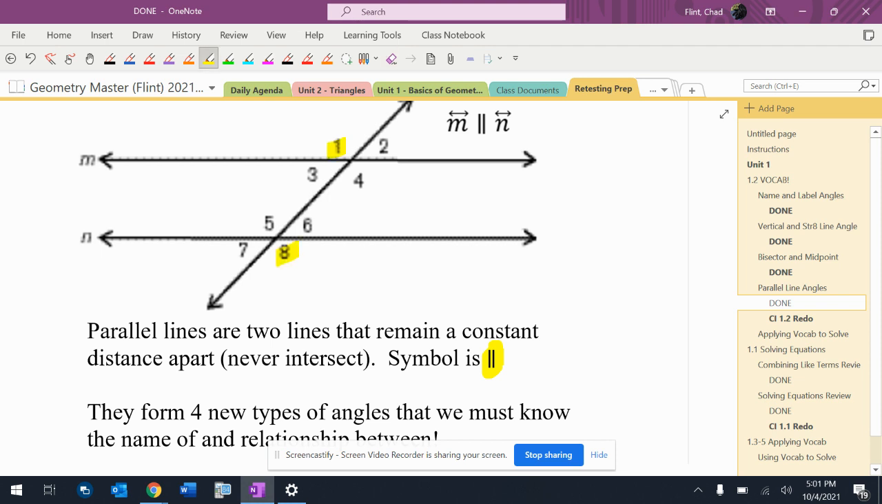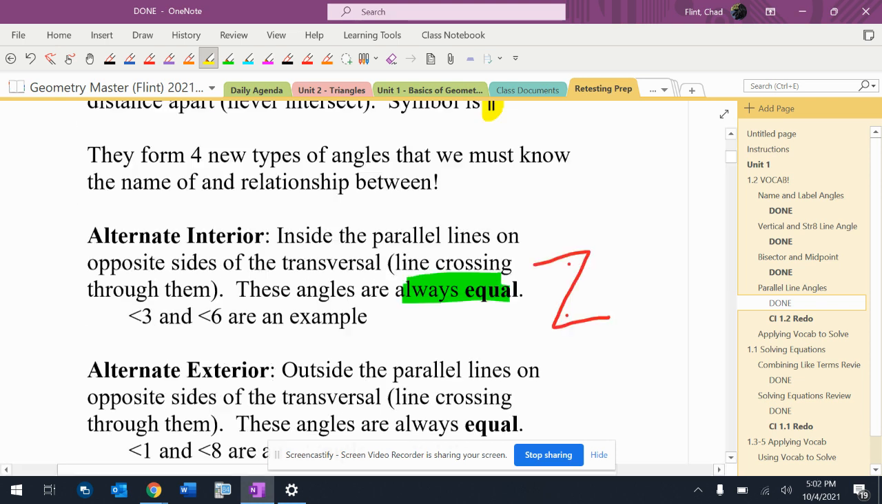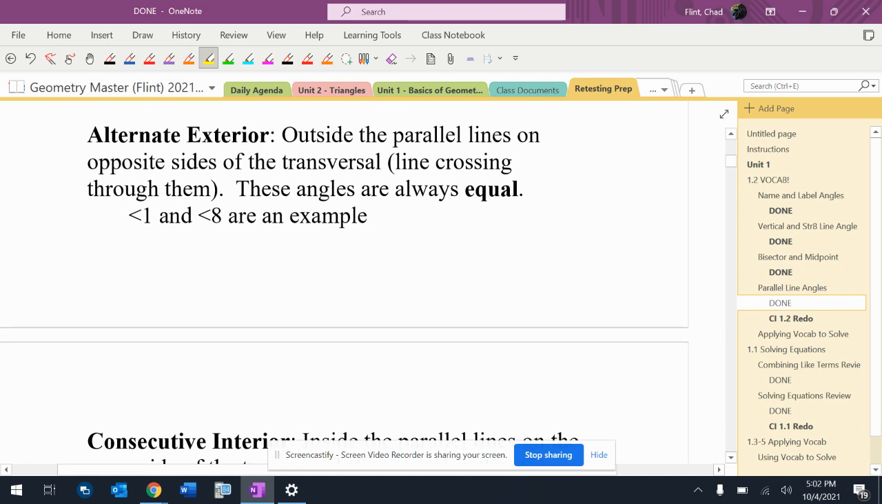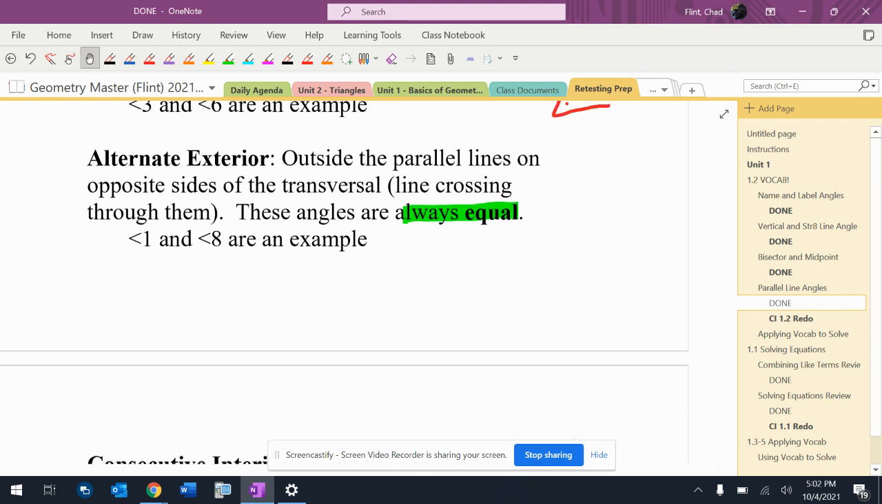Alternate exterior angles, for example, 1 and 8, are on the outside of the parallel lines on opposite sides of the transversal. So outside the parallel lines, opposite sides of the transversal, 1 and 8 is an example. If I scroll down, it says that these angles are also always equal. So alternate interior and alternate exterior are very similar in what they are and how they're described, and they're both equal.